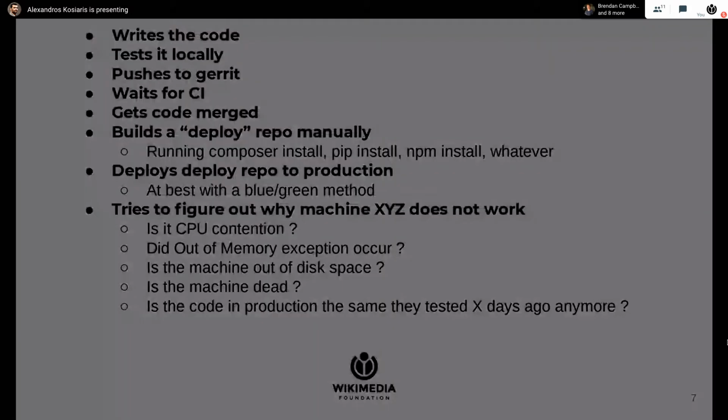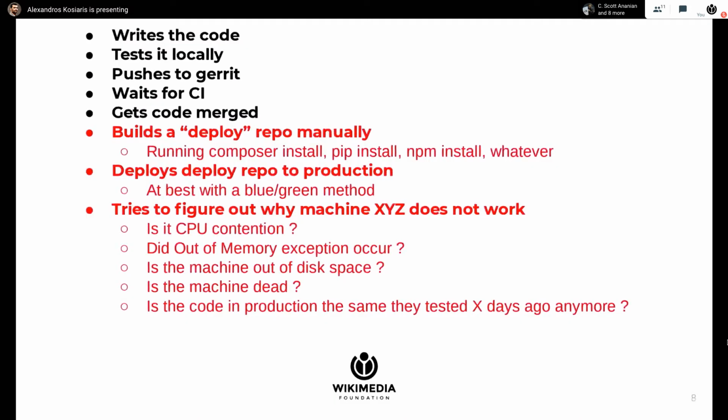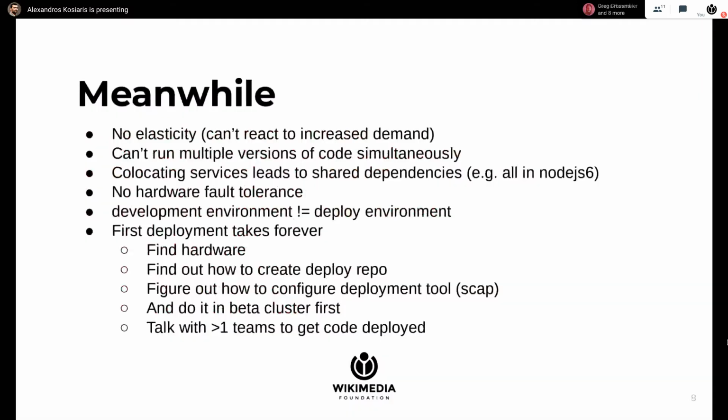So all of those things that I've painted in red are things that we don't really want to expose people to. And while we have all of those red things, we also don't really have elasticity. That is, we cannot react to increased demand, which is something that has happened quite a few times in the past, especially when some GLAM user, in our specific examples, uploads tons of videos to Commons, and then all the recoding and re-encoding takes place.